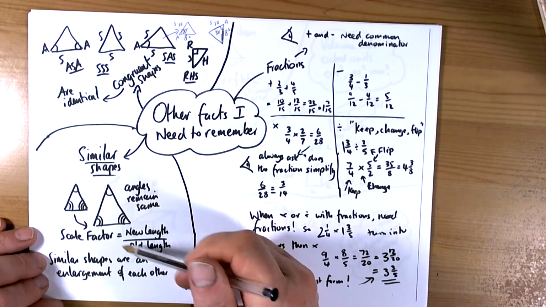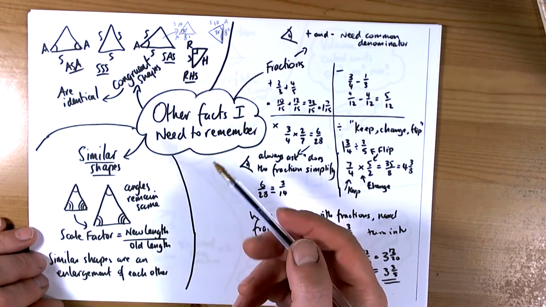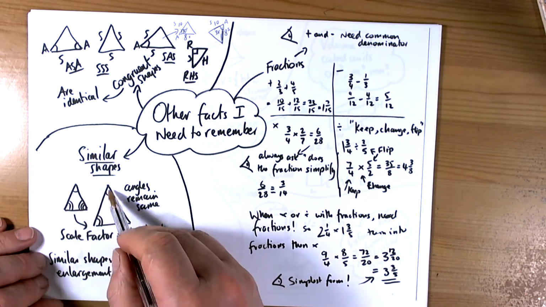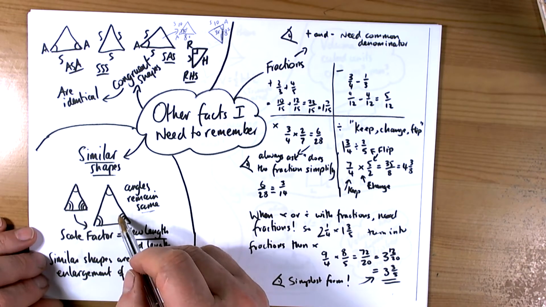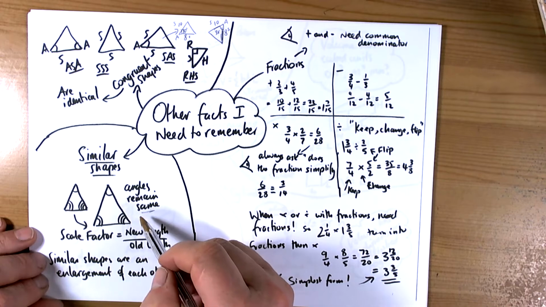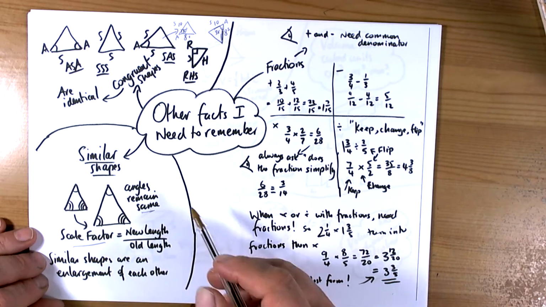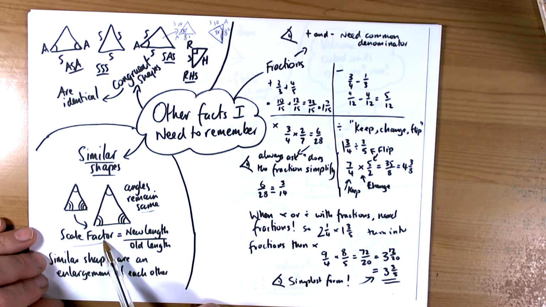Similar shapes we need to remember are enlargements of each other, which means that all the angles remain the same for both shapes, but the lengths have all multiplied up by the same scale factor. So we must remember to work out the scale factor by taking a new length.